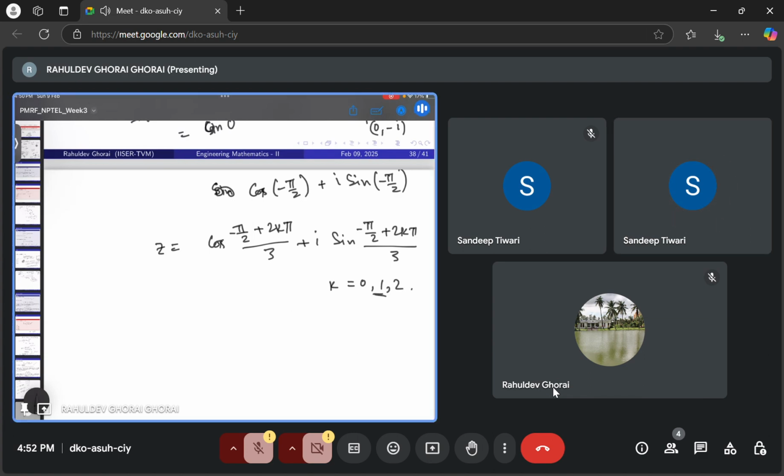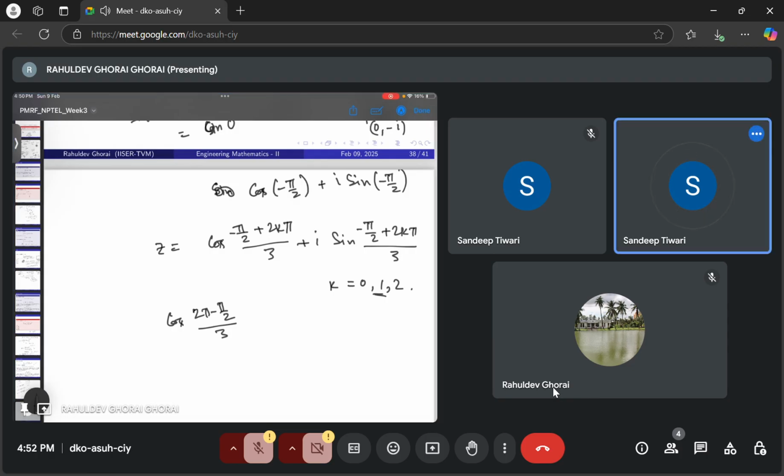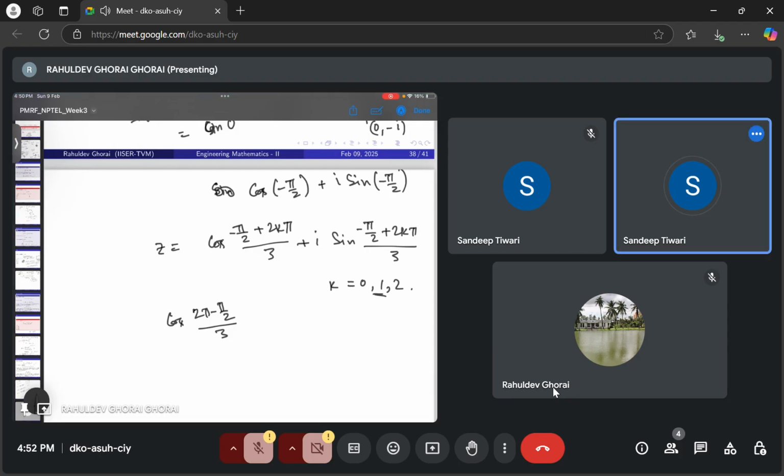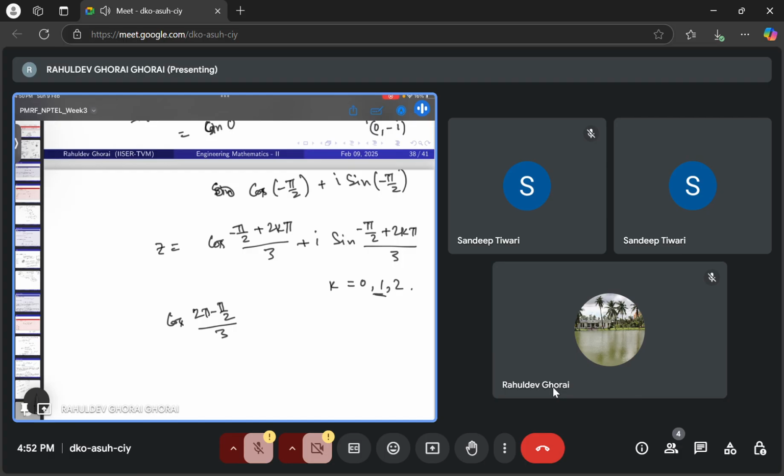When you have 1, then you have cos 2 pi minus pi by 2. 2 pi minus pi by 2, divided by 3 also is there. Yes, sir. So you can evaluate the roots that way.